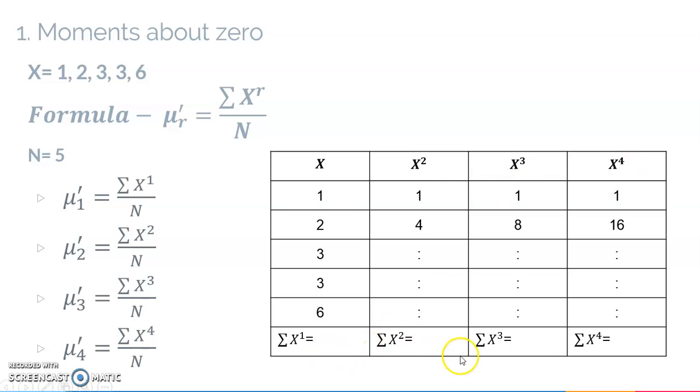Now at the end, take the summation of all the columns. This first summation is summation x. You can substitute this value here, summation x. The value of n is 5 and you will get the answer of mu1 dash. Similarly, summation x square, summation x cube, summation x raised to 4. You can substitute the values in the formulae and you can get the answer.